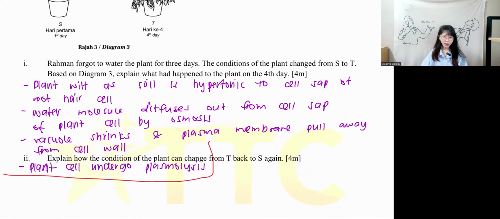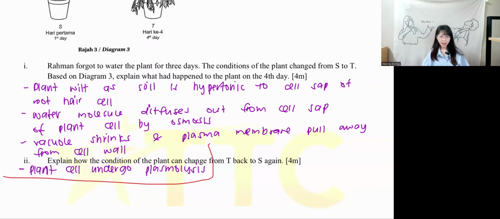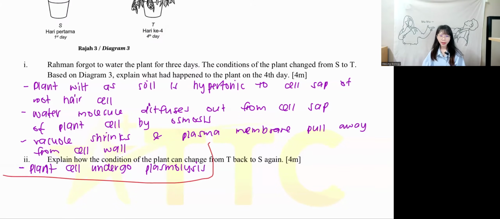Okay, next they ask you, explain how the condition of a plant can change from T to S again. So right now, as a person, how would you want to save your plant? Your plant is undergoing plasmolysis. Your plant is at T right now. How do you want to go back to S? Correct, you water the plant. Easiest way, you water the plant.